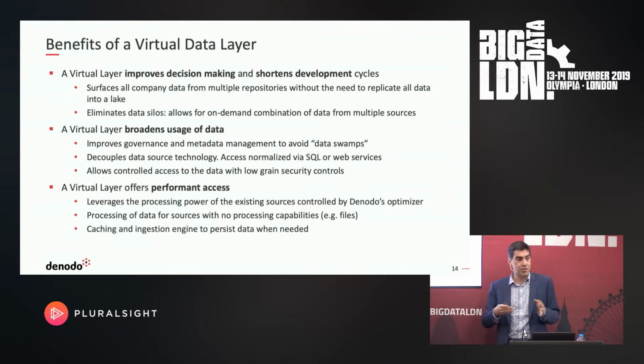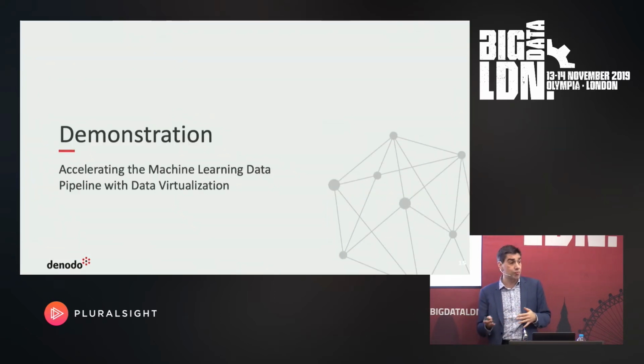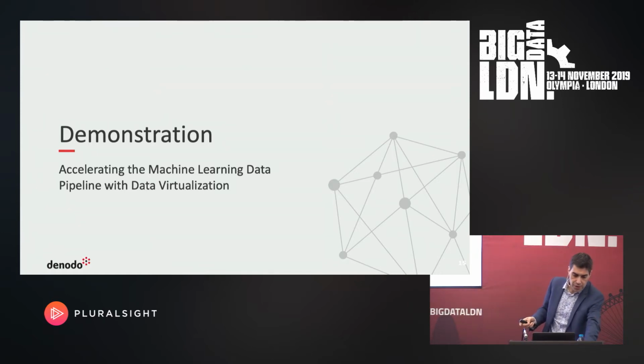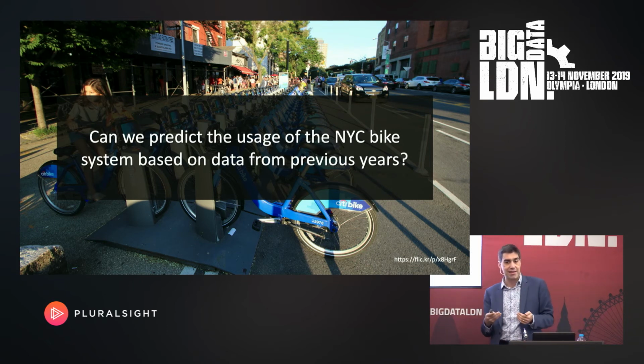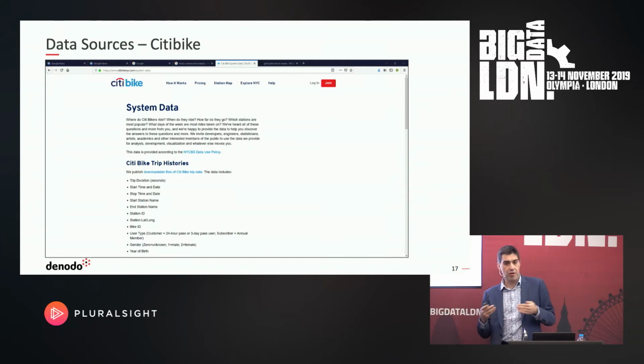So rather than keep talking, I'm going to try to give you a quick demonstration to show you how, using a data virtualization platform, you can do some machine learning, leverage Python environments, and leverage multi-source federations using the Denodo platform. We're going to try to predict the usage of the Citibikes in New York. In order to do that, we need to get access to the Citibike usage data, and then cross this data with some other data.